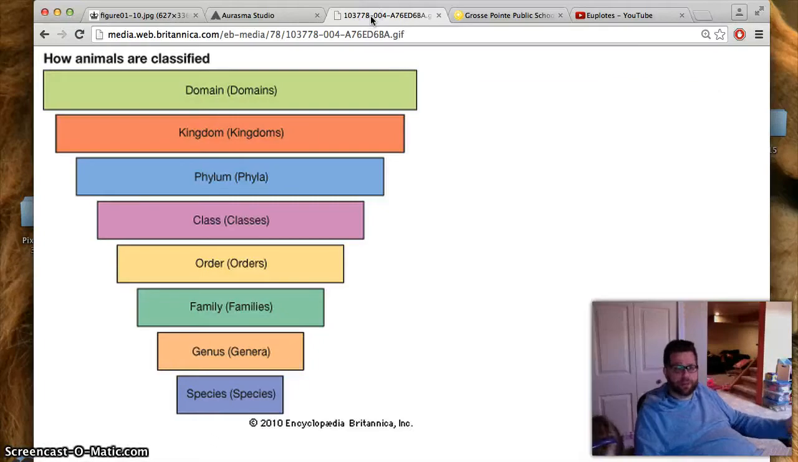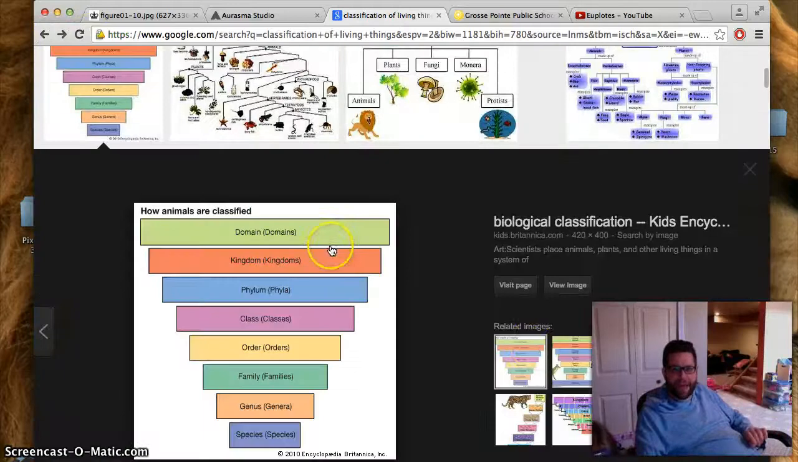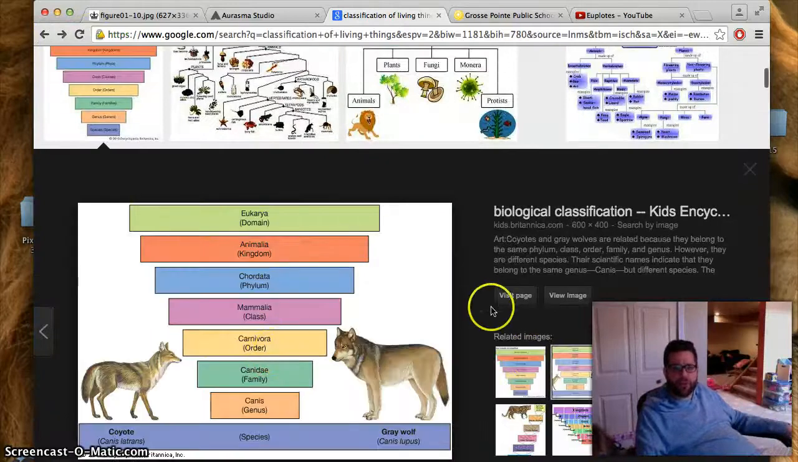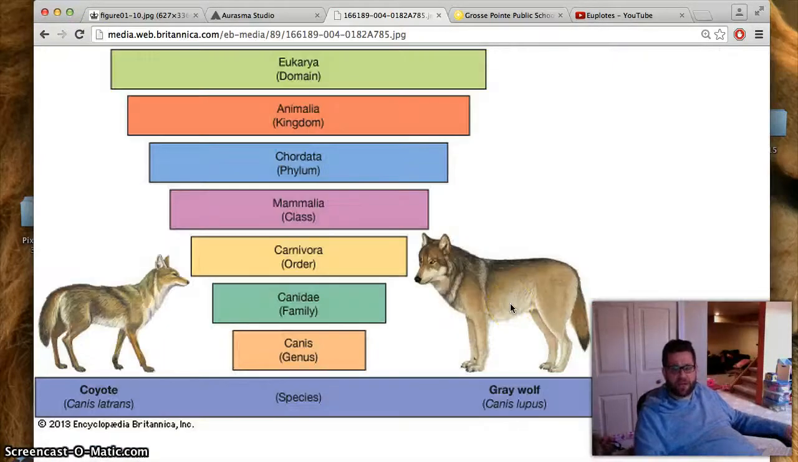Let me see if I have another one. So if we look right here, it says how animals are classified. Really all living things are. You have domain, then the next step down is kingdom, then phylum, class, order, family, genus, and species. Notice this little chart gives the plural: domains, kingdoms, phyla, classes, orders, families, genera, and species. If I go back one here, to stay in theme with the last video, we were talking about wolves and other dog-like creatures.